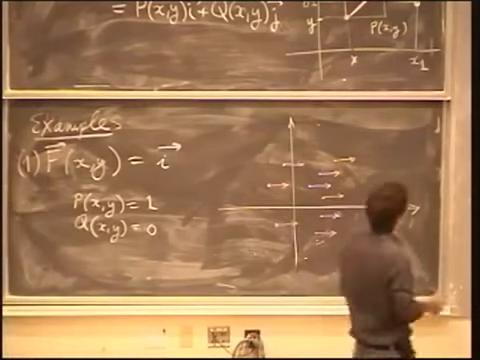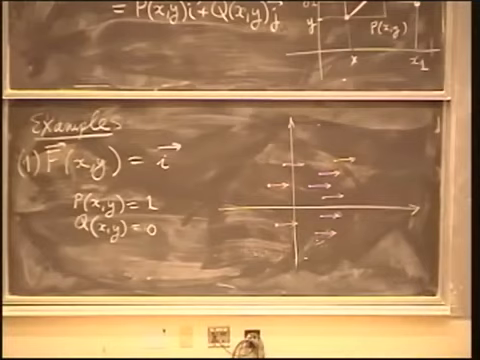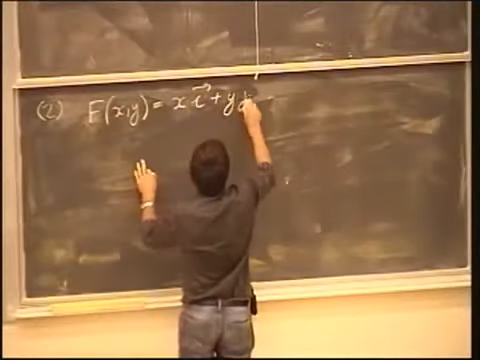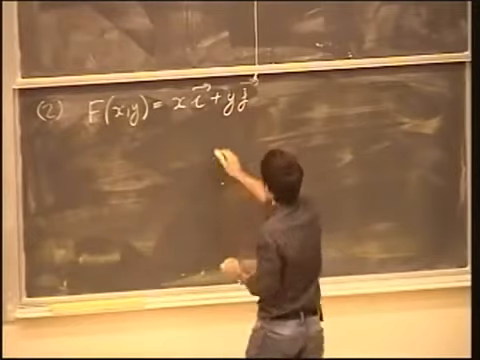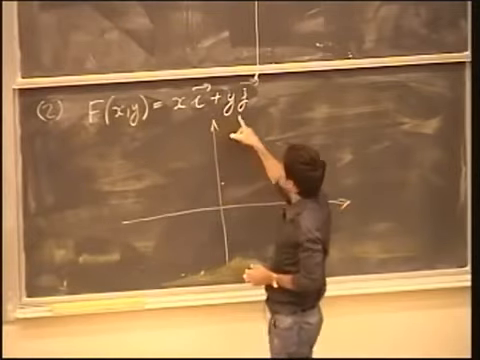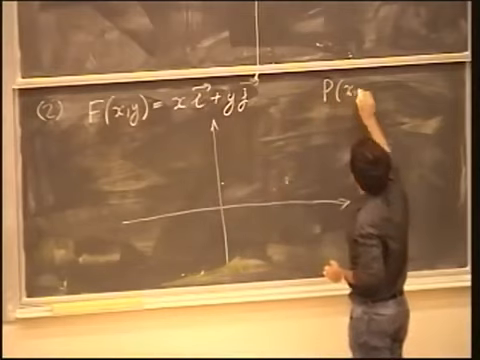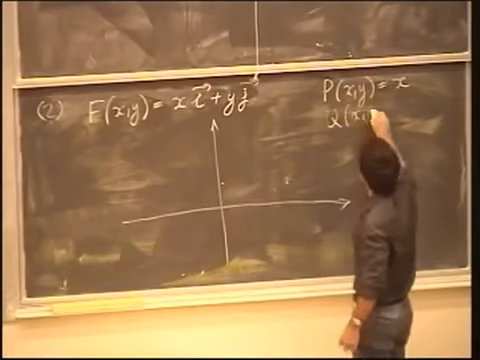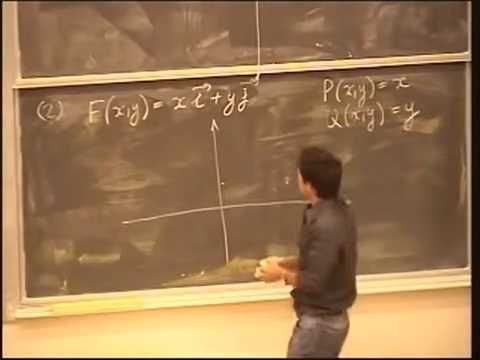So next example, let's say f of x, y equals x times i. No, let me use the y. xi plus yj. Okay, so this is slightly more interesting. This is certainly not a constant vector field, because now the function p of x, y is not a constant function, but it is the function x, and q of x, y is the function y. Let's see, so what does it look like?